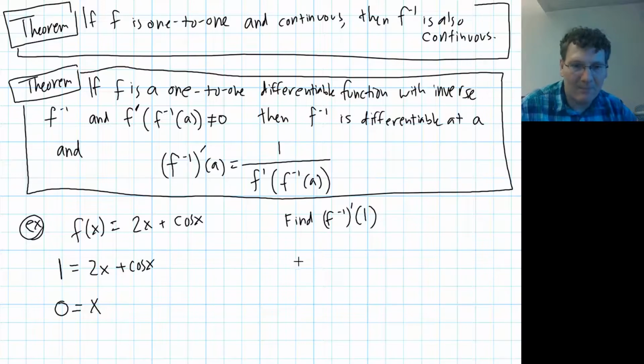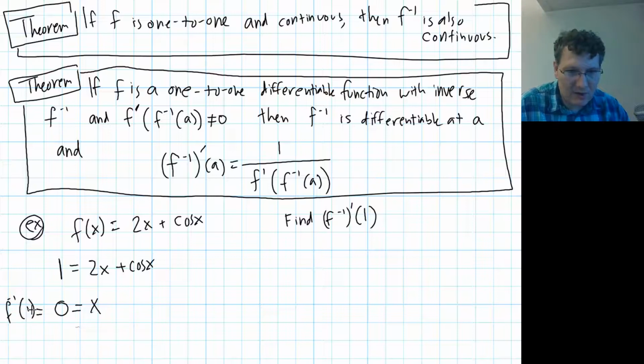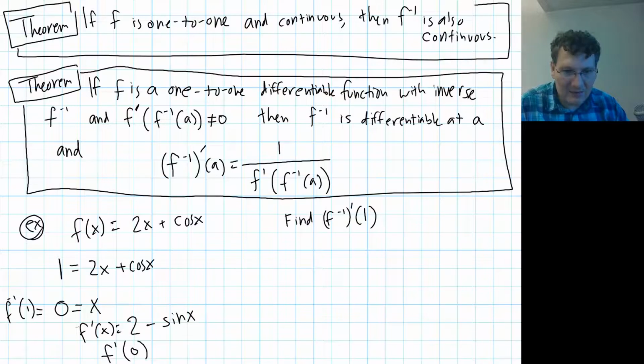Now, this 0 we found, this is the f inverse of 1, right? That's what we were trying to find. And so let's find the derivative of our function, f prime of x. That's going to be 2 minus the sine of x. So let's find f prime at 0. That's going to be 2 minus 0. That's going to be 2.